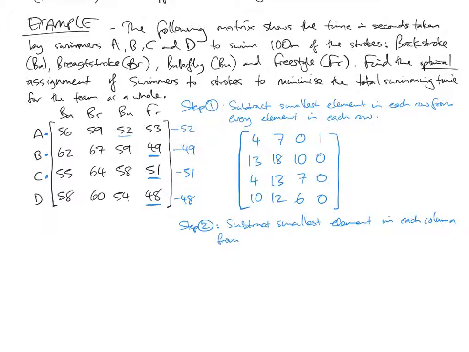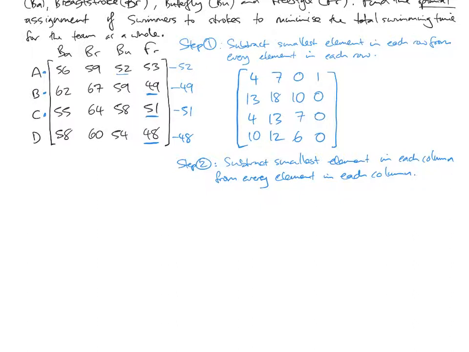From every element in each column. So we do the same process as step 1, but do it vertically this time, starting with the matrix that was a result of applying step 1. So in each column, I need to subtract the smallest element. So in the first column, I'm going to be taking 4.